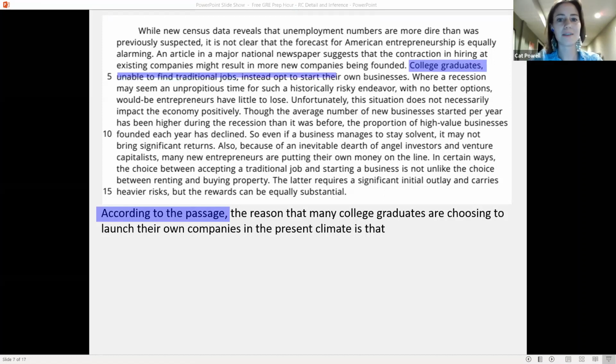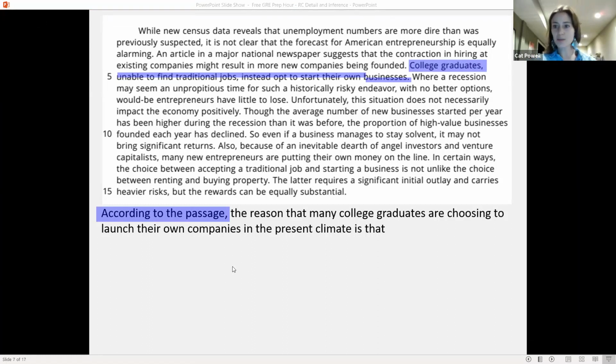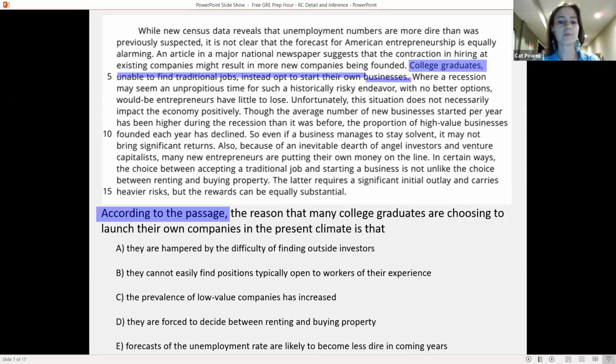Yeah. We have this, instead opt to start their own businesses. Would-be entrepreneurs have little to lose. Cool. So we know going into the answers, we're looking for something like they don't have other options. So I'm going to show you the answers now. And when you are confident you know what the right answer is, go ahead and chat that. Chorus of B. Yeah, nice. Awesome. You guys are all in agreement and you are 100% correct.